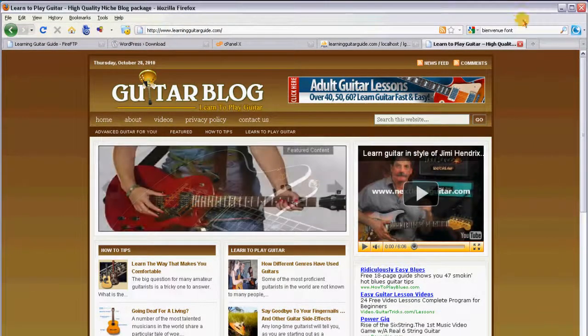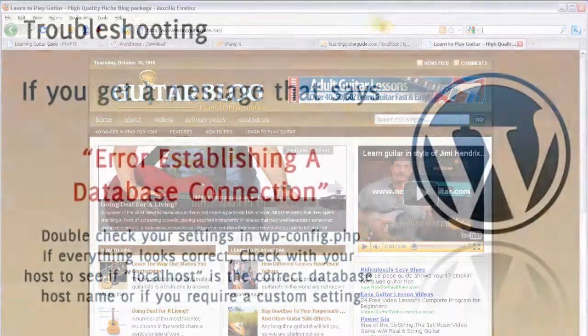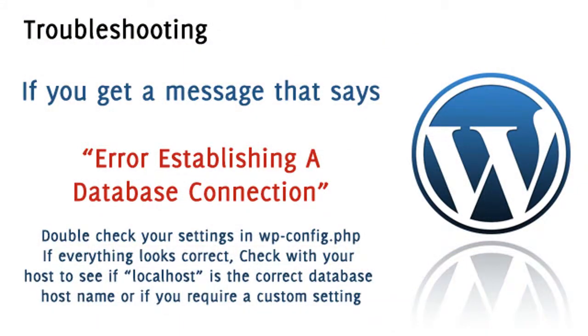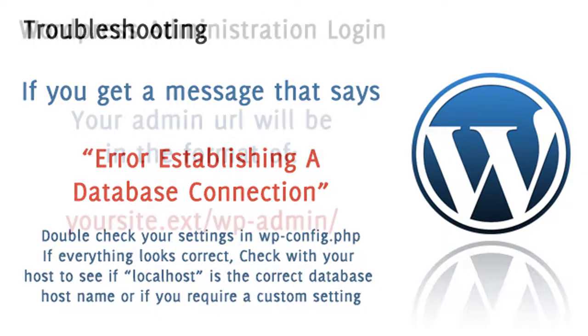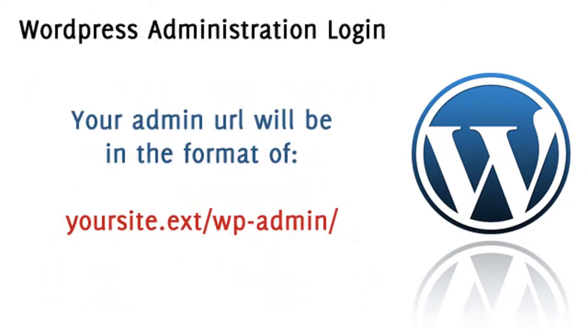Now, if you see an error message that says something like "error establishing a database connection," then double check your WordPress config file to make sure that you entered all of your database details correctly. If they're entered correctly and it still doesn't fix the problem, then remember it could also be an issue with the database hostname being localhost, so go ahead and check with your hosting provider to find out exactly what you should have there. Once you've got the site running properly, let's go ahead and log into the WordPress admin panel.